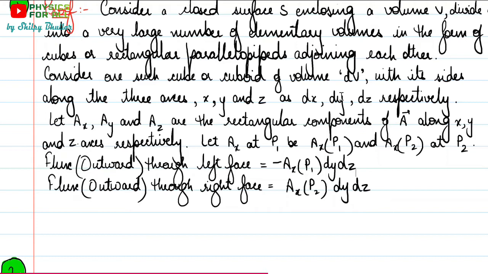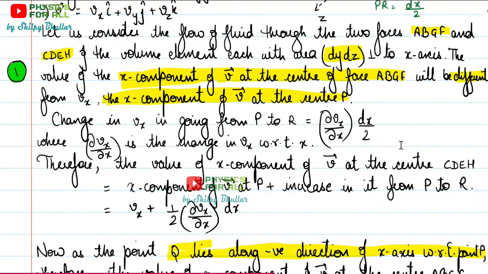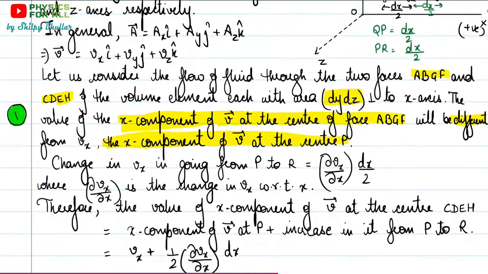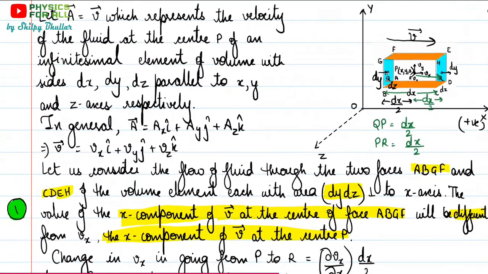Okay, so we have found all these fluxes, and now we can also tell what ax P2 is. If you have seen my previous video, divergence in terms of Cartesian coordinates, you can understand that. Let me show you a glimpse from the previous video. Here, this is the derivation from the previous video. This is what we did. And here you can see we considered 3 points basically: Q, P, and R.